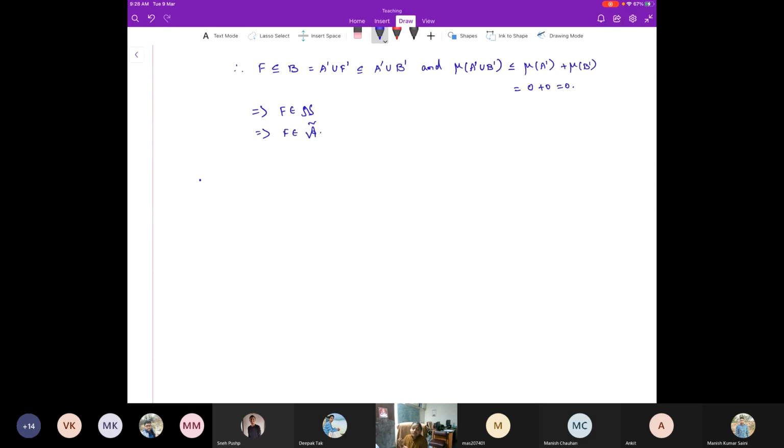So why should one construct such a completion? What is the point behind coming up with such a completion? Because we know that the power set itself is a complete sigma algebra. In fact, there exists a complete measure space. You look at the power set sigma algebra. But that is not our goal.